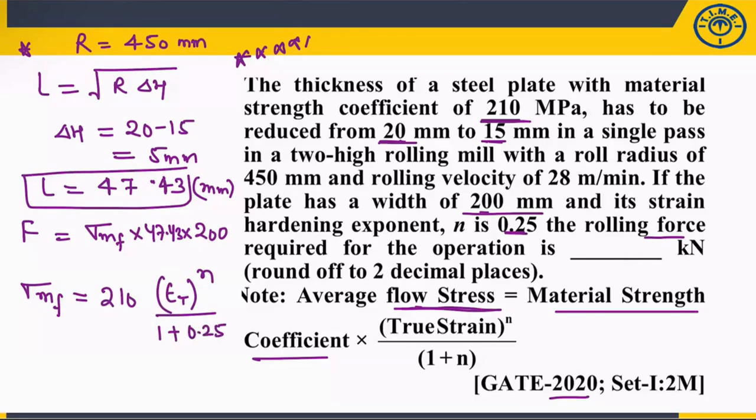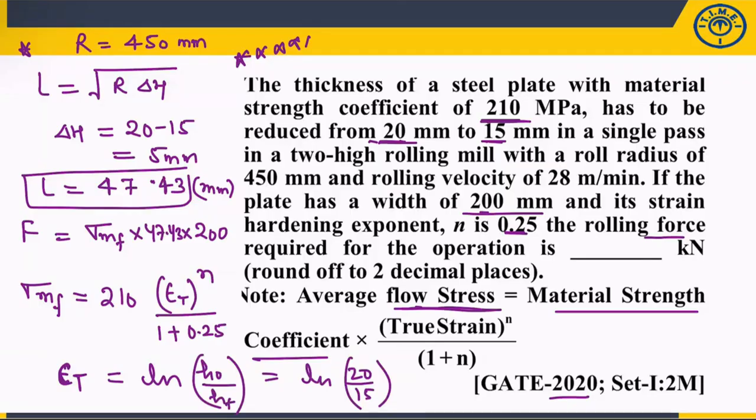Now what you have to calculate? True strain. How to calculate the true strain? Very simple. I have discussed this in the strength of materials also. True strain is log of the original thickness h0 divided by hf, which is nothing but 20 divided by 15. Can you please tell me what this true strain value is? Once you have got this true strain, you just put it in the mean flow stress, you will get the answer. True strain, how much are you getting? Yes, 0.287. The answer you are giving is wrong, Naveen. So this is nothing but 0.287.